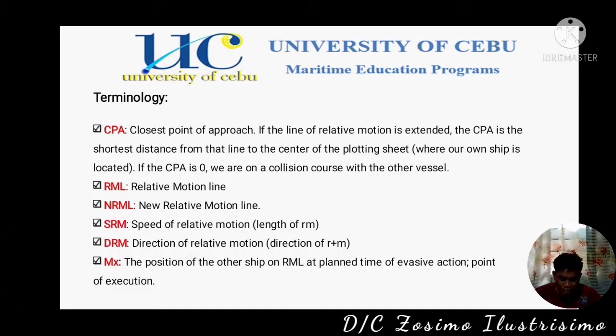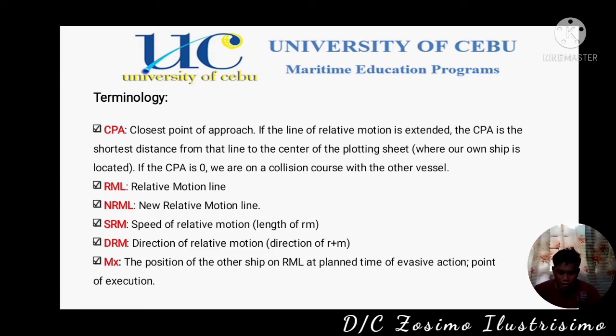Terminology: CPA, or closest point of approach. If the line of relative motion is extended, the CPA is the shortest distance from that line to the center of the plotting sheet, where our own ship is located. If the CPA is zero, we are on a collision course with the other vessel. RML, or relative motion line.